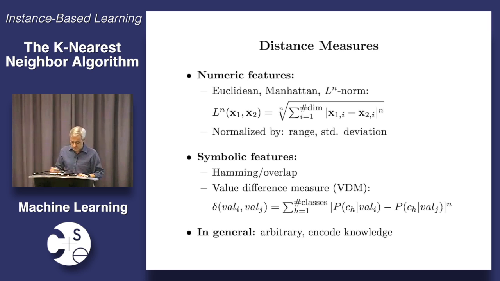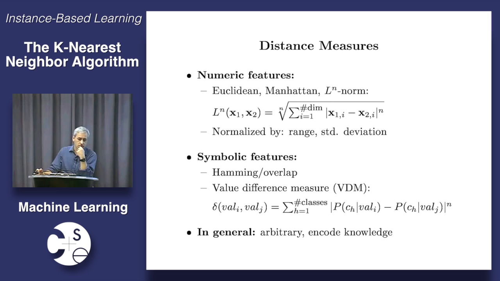So the value difference measure is still going to have this general form, except that instead of this absolute difference, I'm going to have this delta here. So let's think of two values of the same variable, val i and val j. And delta is going to be the following thing. It's going to be the sum over all my classes, so I do this for each class, of the difference between the probability of the class given the first value and the probability of the class given the second value.